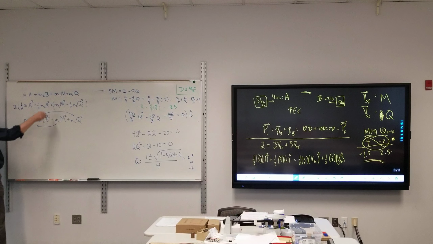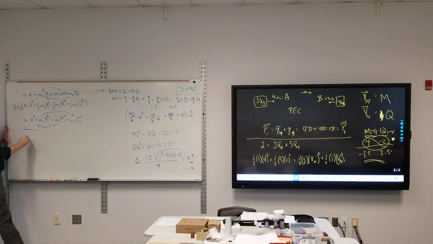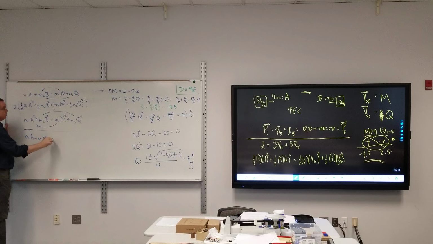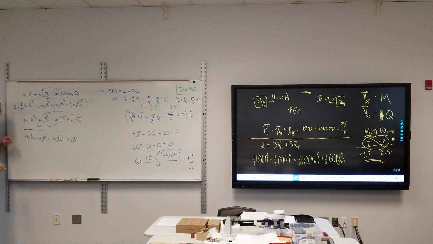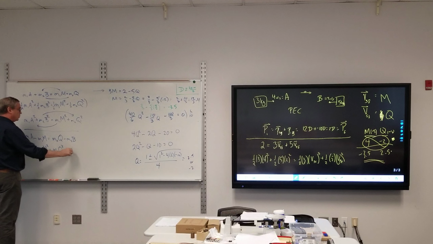And in my first equation, I'm going to do the same thing. I'm going to bring this one over to the left, that over to the right. So from the first equation, I have m1 big A minus m1 big M is equal to m2q minus m2b. So just the first equation, just rearranged. The same thing with my quadratic here. I have m1 big A squared minus m1 big M squared is equal to m2 big Q squared minus m2 B squared.